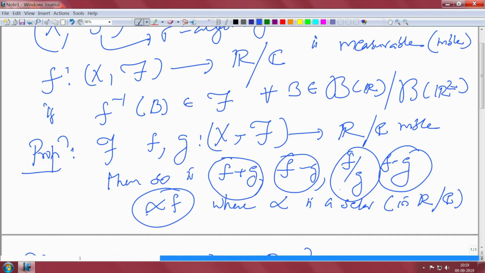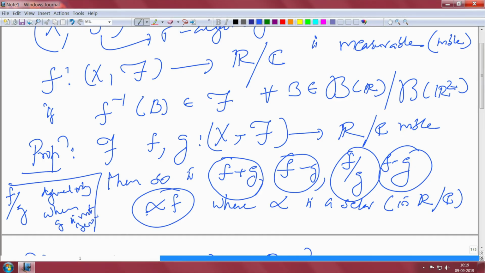You have to be careful about f by g. f by g is well defined only when g is non-zero. Okay, so this is defined only when g is not 0. If g is 0, then we can modify the definition, but we will come to that later.